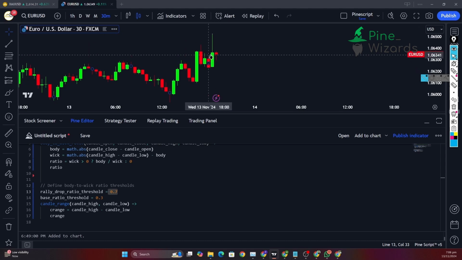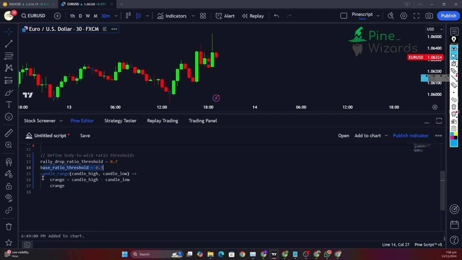as we can see, 50% visibly. And similarly, for the base region, we want the body to wick ratio to be below 30, like in this candle here or in this one here. And this cannot be the base candle, because its body to wick ratio is definitely above 0.3, or 30% of the range of the candle. So this is how we define the threshold.